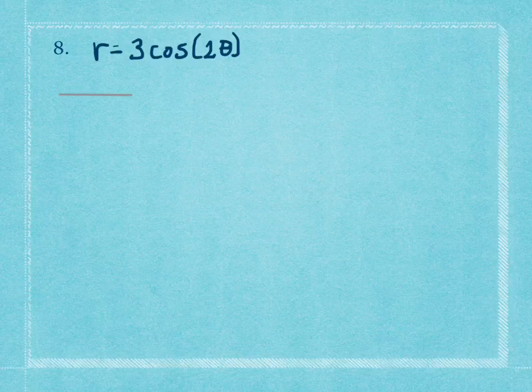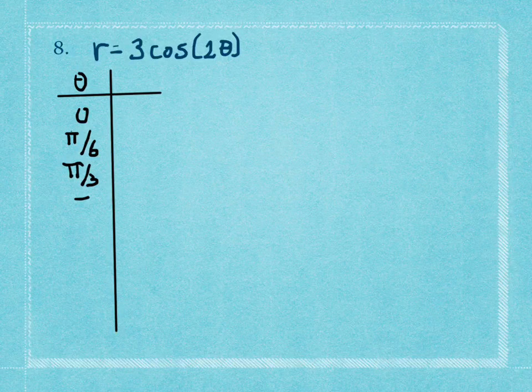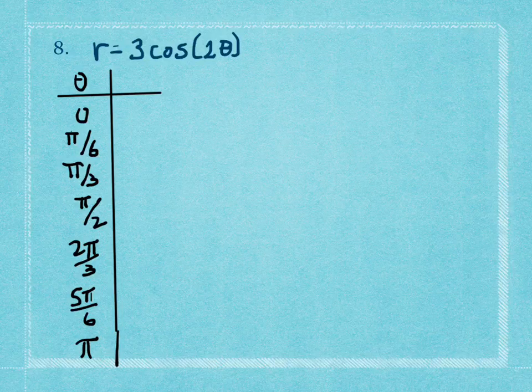And we're going to create a t-chart just like we did on most of the other problems that we've worked with. Our t-chart is going to have graphing values, because this is cosine, between 0 and pi. So we're going to start out with theta equaling 0, pi over 6, pi over 3, pi over 2, 2 pi over 3, 5 pi over 6, and pi. And of course our equation is r equals 3 cosine of 2 theta.